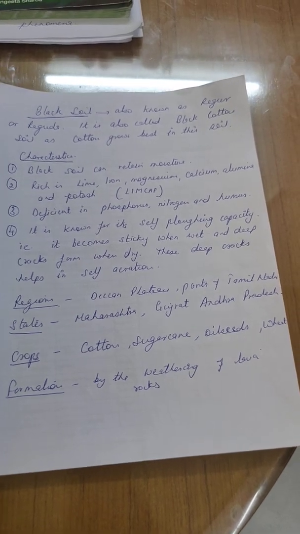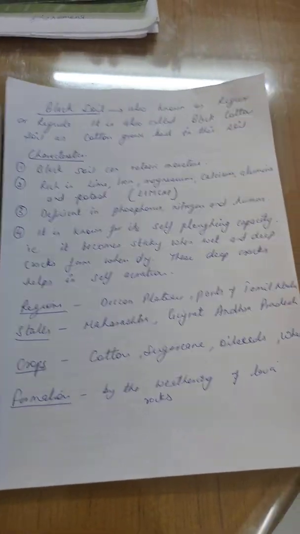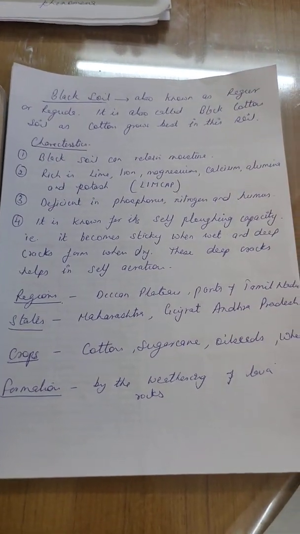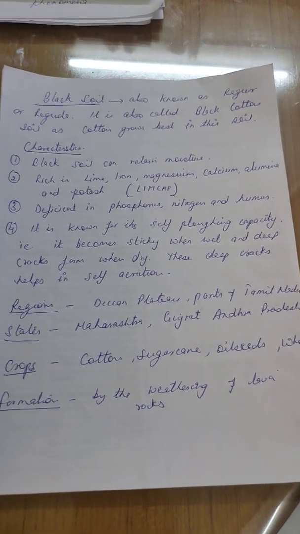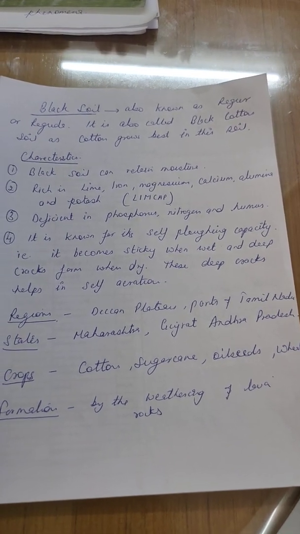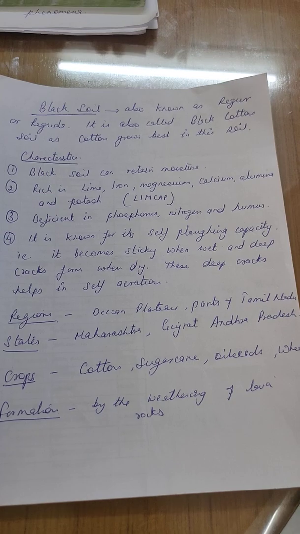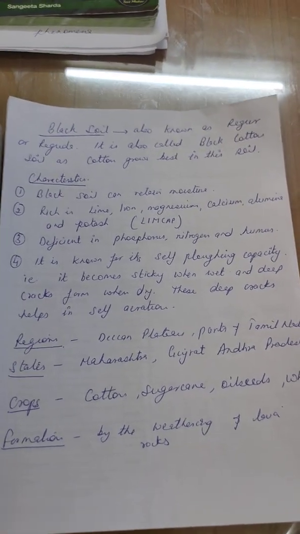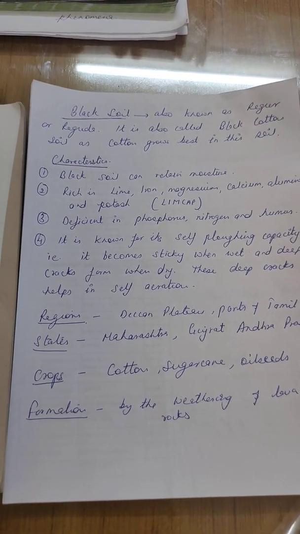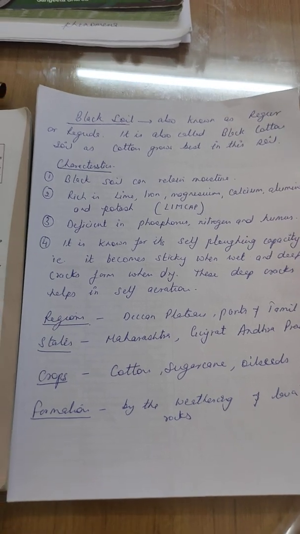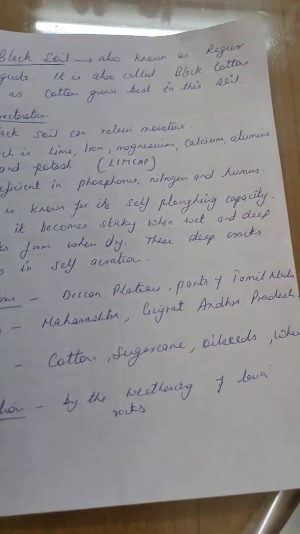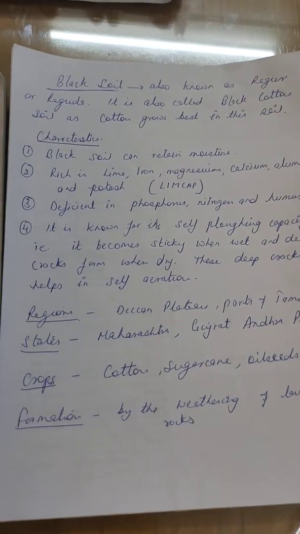They use a khurpi and dig it. Now, this is called plowing because you need the air to circulate in the flower pot or on your flower bed. But this soil has a self-plowing capacity. You don't need to upturn the soil or till the soil very often. Actually, what happens is when you water this soil, it becomes sticky when it is wet, and when it dries, it gets cracks in the soil, and these cracks help in self-aeration. That means the air circulation happens on its own, and that is why we call it the self-plowing capacity.